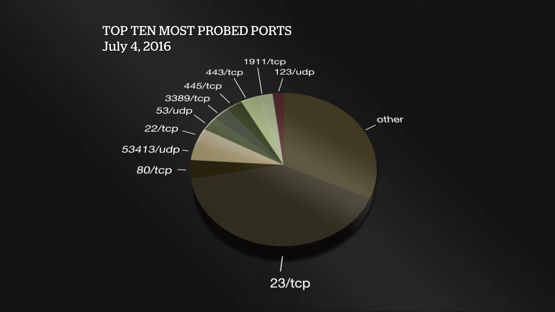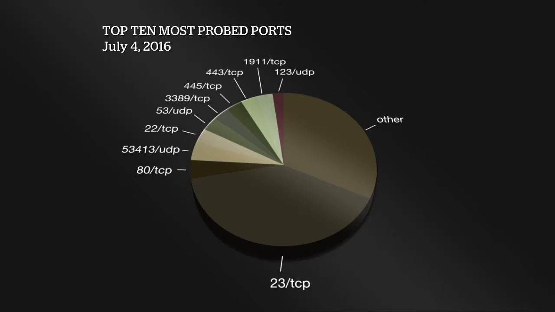3389 TCP is remote desktop protocol. We always kind of see that one. A lot of these ones you see are means to get remote control of the device. Remote desktop protocol is probably the best version because it usually gives you some sort of graphical interface into the machine itself. 445 TCP is your Windows file sharing.